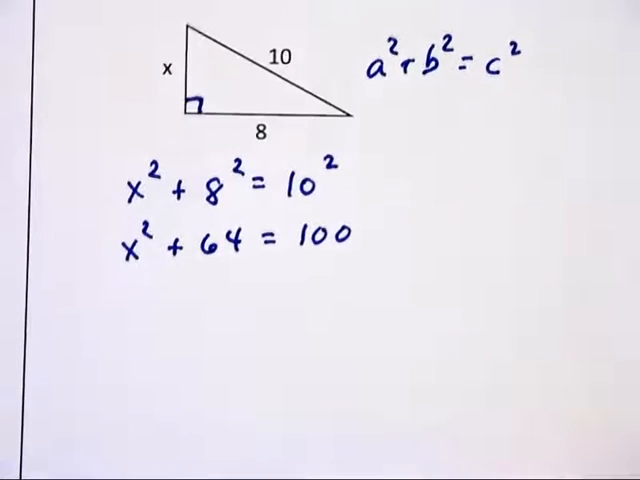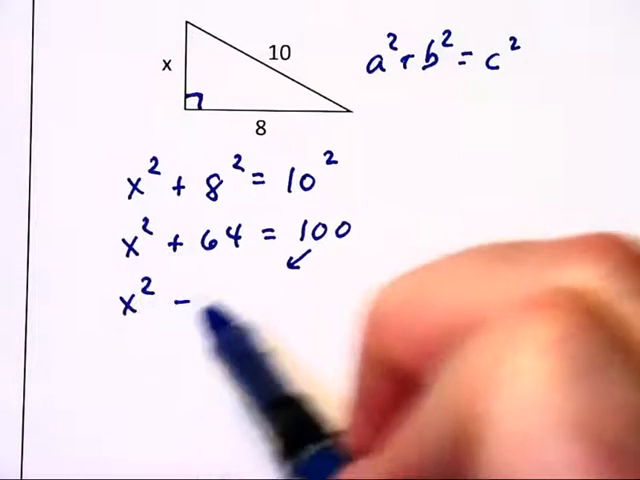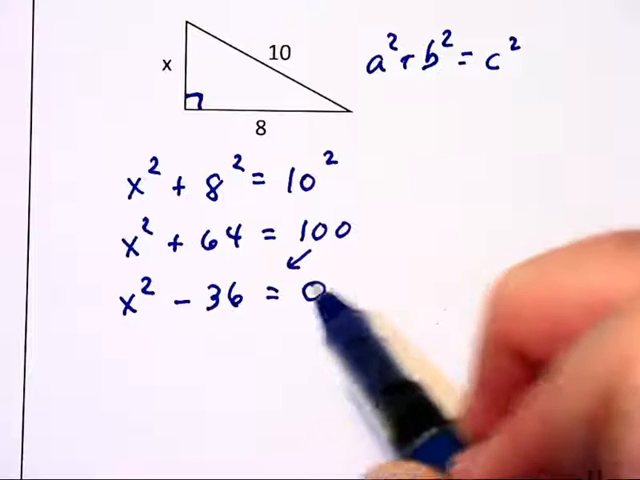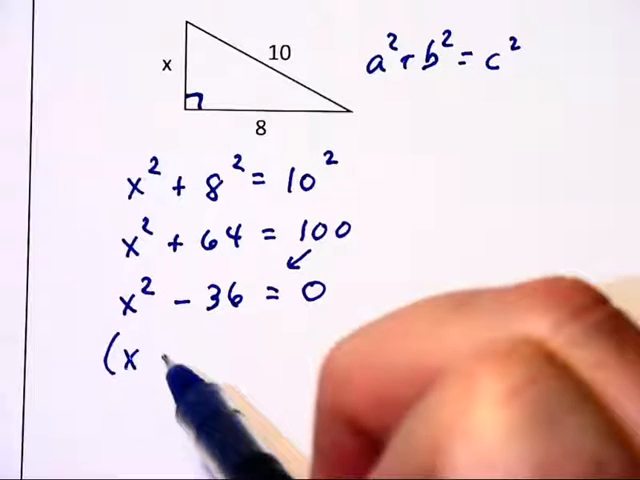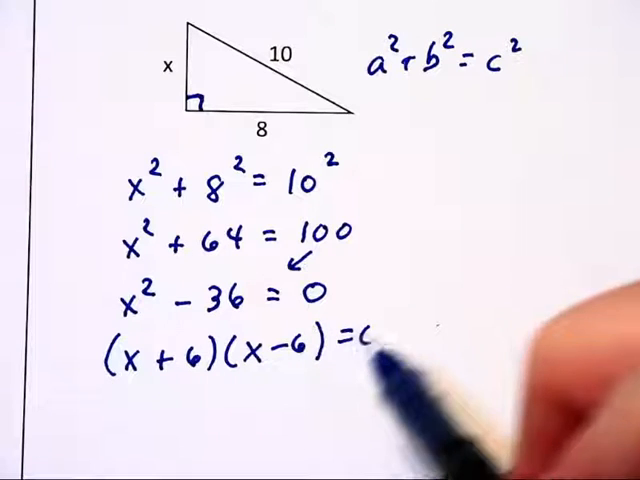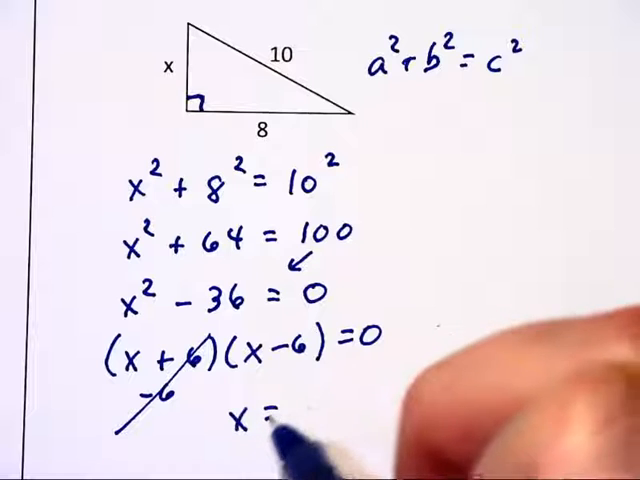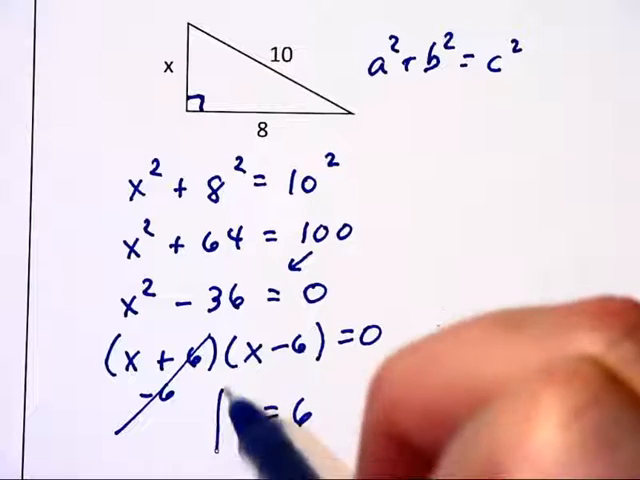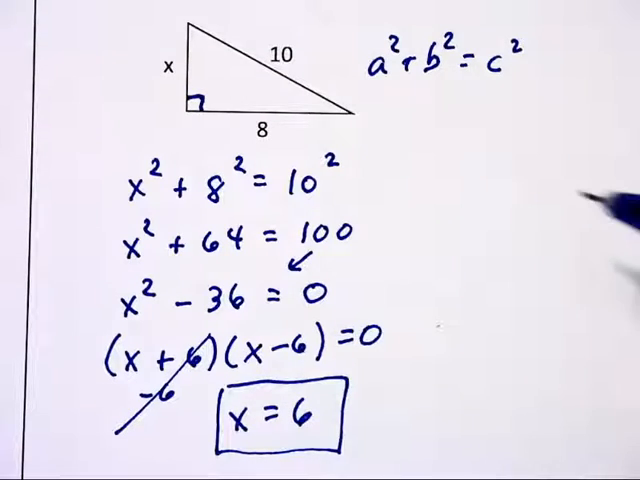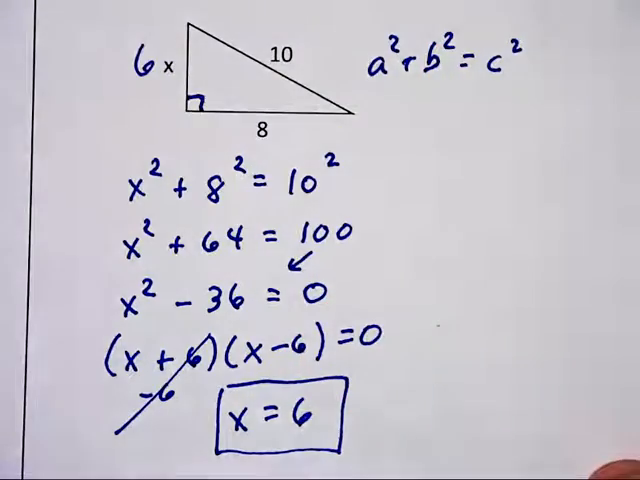And if we set this equal to 0 by subtracting 100 off of each side, we have x squared minus 36 is equal to 0. Well, that is the difference of 2 squares, factoring into x plus 6 times x minus 6. And a solution of negative 6 makes no sense, so x equals 6 will be the length of the missing side of this triangle. So we have a triangle whose dimensions are 6, 8, and 10.